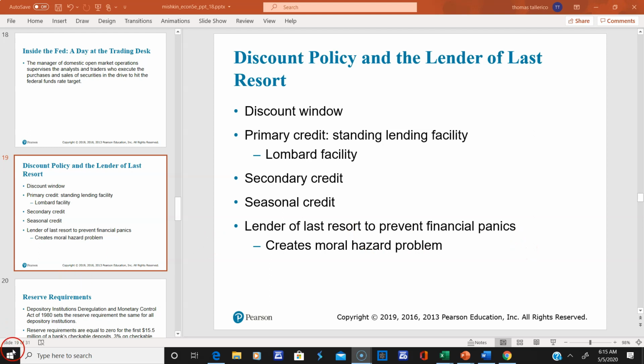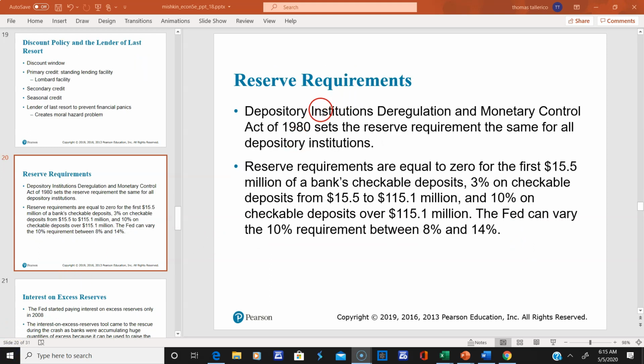Here's how reserve requirements work. So there was the Depository Institutions Deregulation and Monetary Control Act that took place in 1980. And it sets the reserve requirements for all depository institutions. And basically, they're equal to zero for the first 15.5 million of banks' checkable deposits, and 3% on checkable deposits from 15.5 to 115 million, and 10% on checkable deposits over 115 million. This is how much has to be deposited. And the Fed has leeway to change all this.